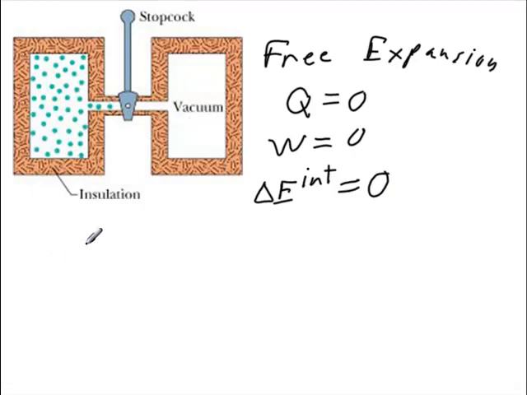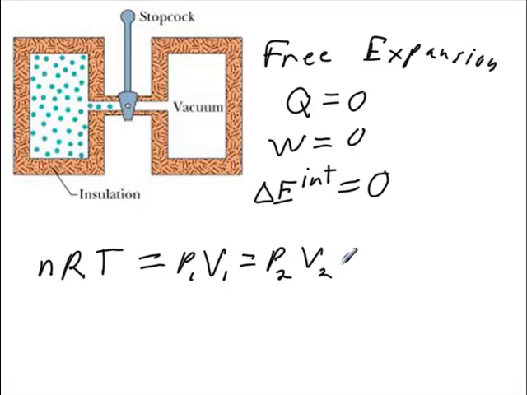So, it expands outward, and we have the same final nRT, which means that even though we have a larger volume at the end and a lower pressure, this equals PV. Since the left-hand side didn't change, P1V1 has to equal P2V2. The product of pressure and volume at the beginning equals the product of pressure and volume at the end.